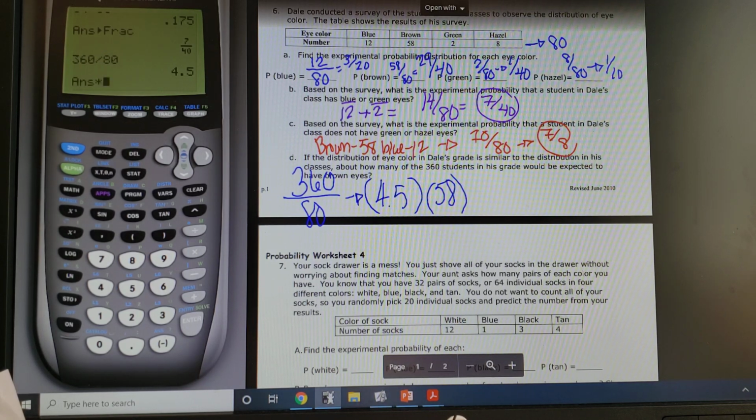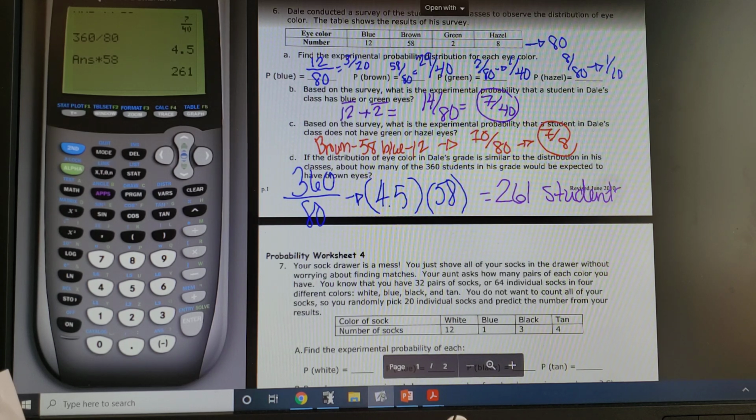Which equals 261. Yeah, so there could be a lot of them. 261 students could have brown eyes. It might actually happen.